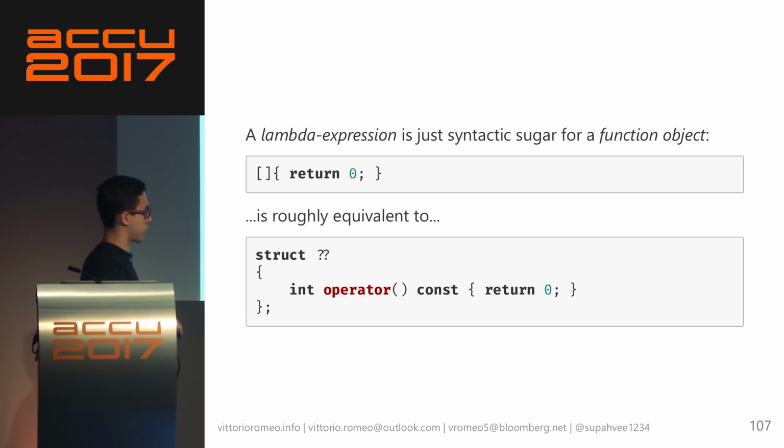So a lambda expression is just syntactic sugar for a function object. I hope everyone is familiar with that. So when you say something like return 0 in a lambda expression, you're actually generating a struct, which is anonymous, and it will provide an implicitly const-qualified operator() that returns int because it's getting deduced by auto type deduction, returning 0. So this thing here is just syntactic sugar for this thing here.